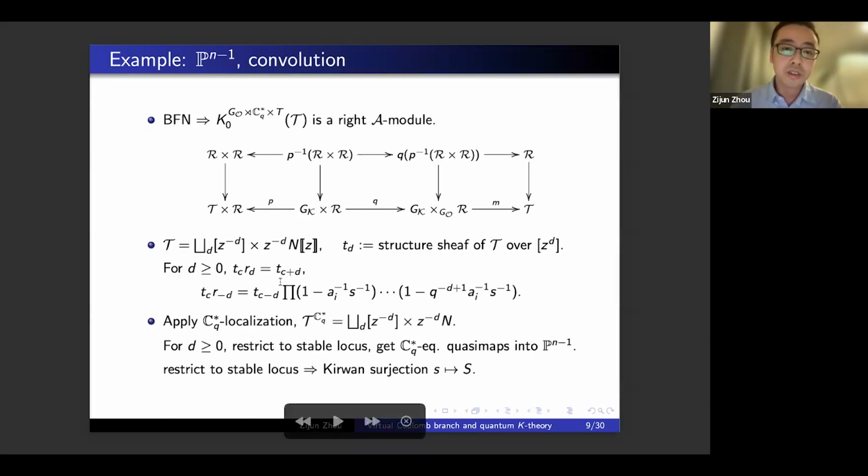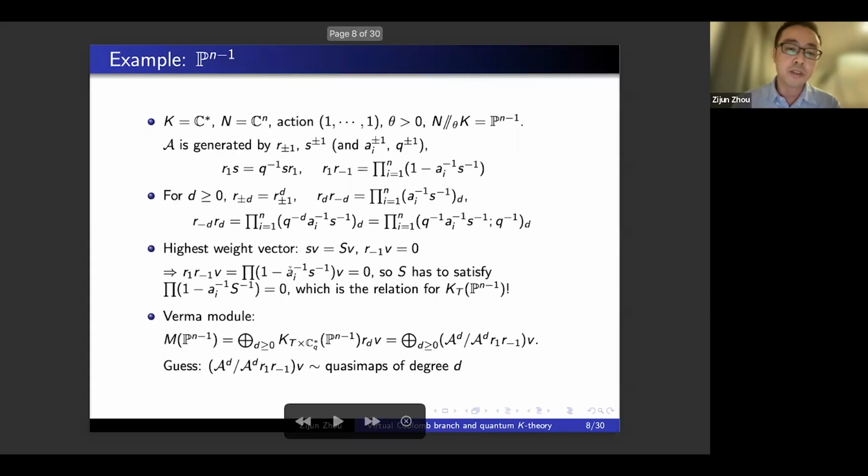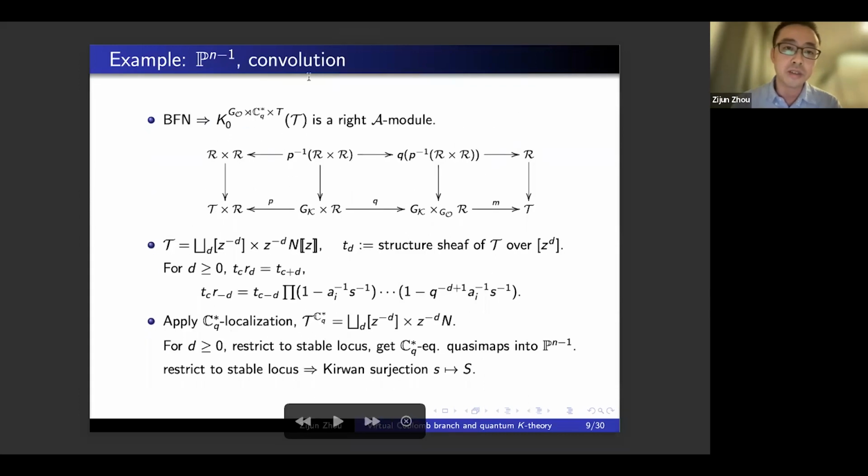And actually, this construction of Verma module can also be realized in the geometry of BFN's construction. So this is a convolution diagram used in BFN's construction of Coulomb branch. The convolution product of Coulomb branch is obtained by this top row. So from these two products of R, you pull back and push forward to this R, you get the convolution products.